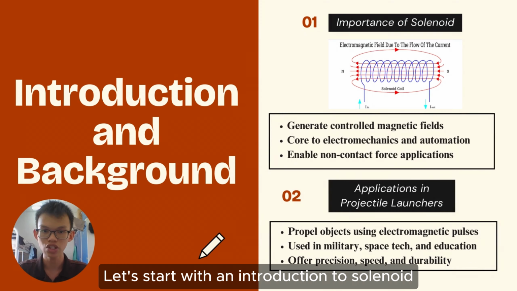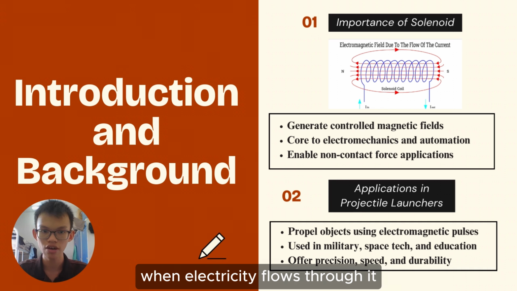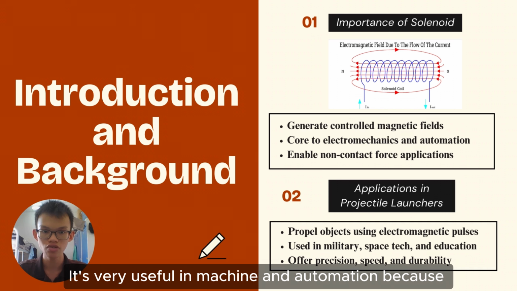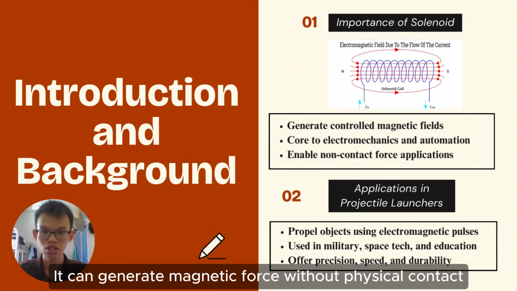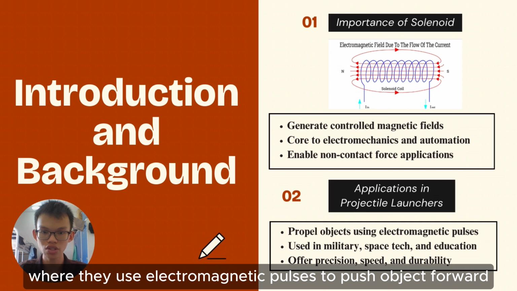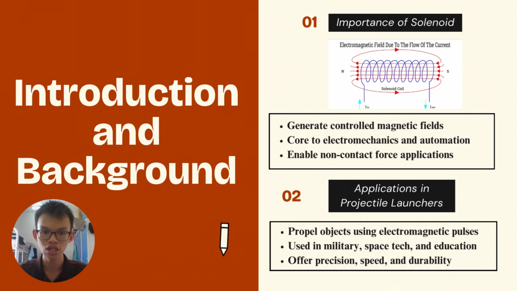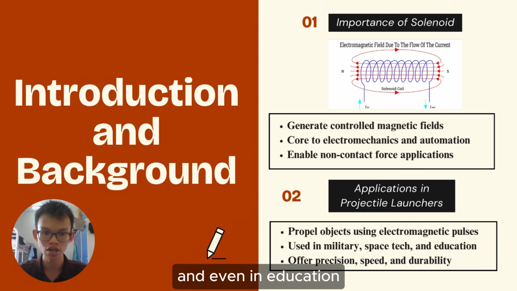Let's start with an introduction to solenoids. A solenoid is a coil of wire that creates a magnetic field when electricity flows through it. It's very useful in machines and automation because it can generate magnetic force without physical contact. One existing application of solenoids is in projectile launchers, where they use electromagnetic pulses to push objects forward. This technology is used in the military, space research, and even in education.